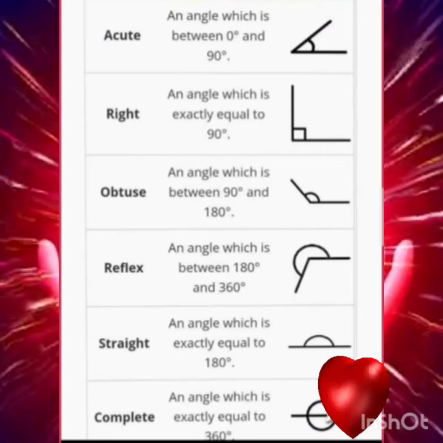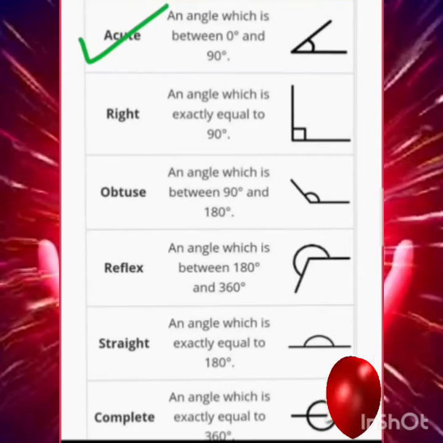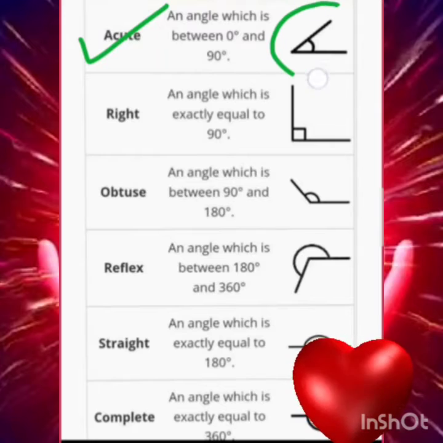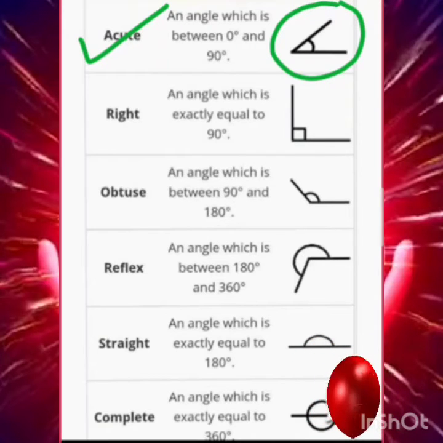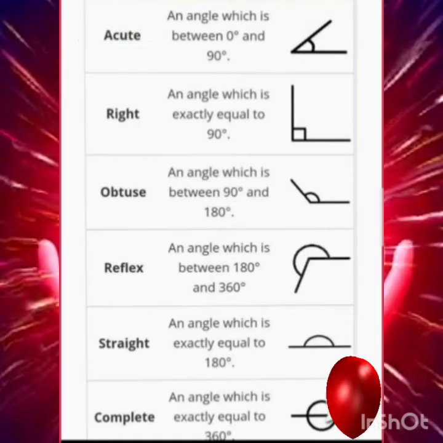You can find acute angle on your screen, that is an angle which is between 0 degree and 90 degree. Angles which you can find between 0 and 90 degree, all those angles are called acute angle. You can see, dear, acute angle, its symbol must indicate less than 90 degree. Got it? So it's easy.